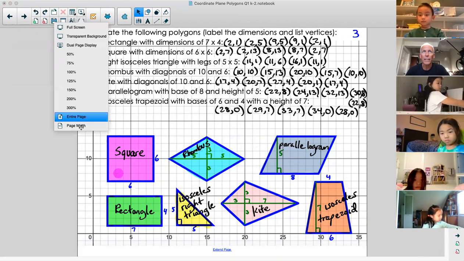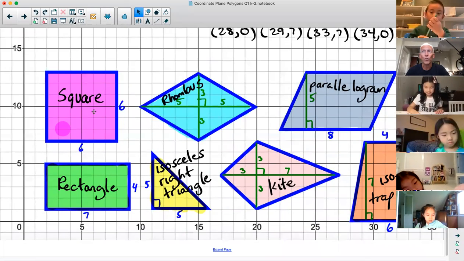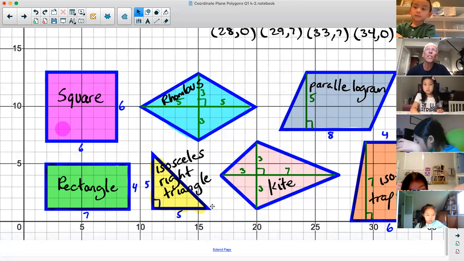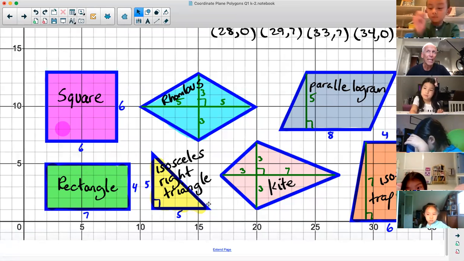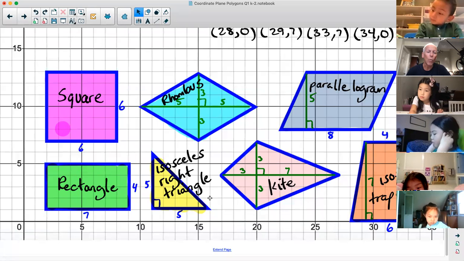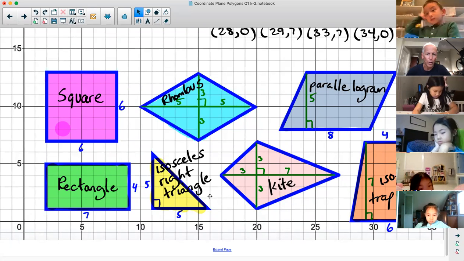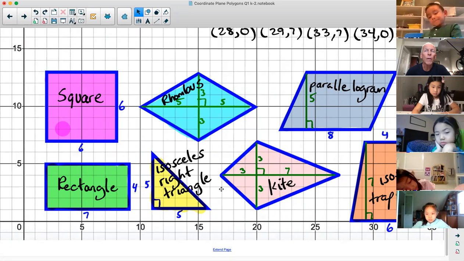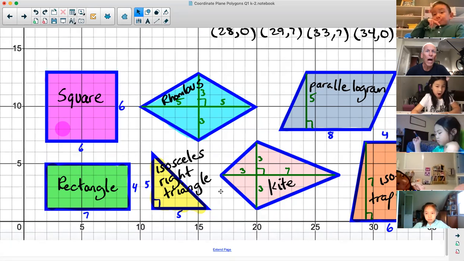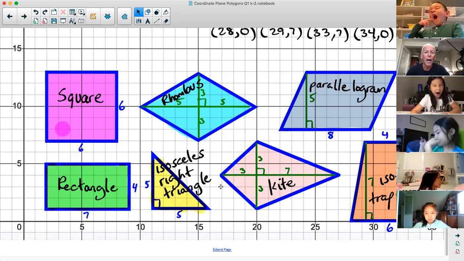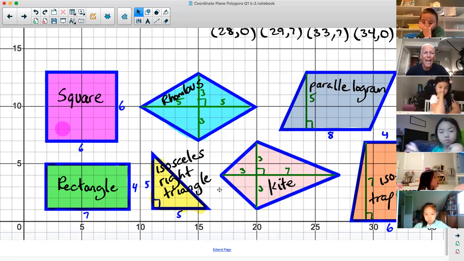Now, I want you guys to go to page 3 in your packet. And I want you guys to look at these 7 different polygons. Now, the first challenge I have for you is to ask you a question. And Stella, I want you to unmute yourself because everybody has to be unmuted. That's important. Now, every one of the 7 is a quadrilateral, a polygon with 4 sides, except for one.